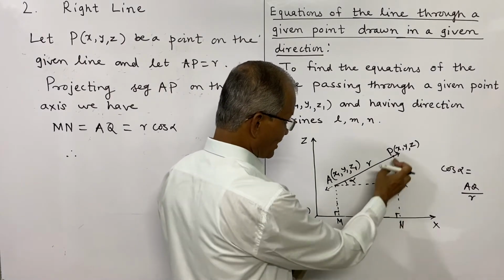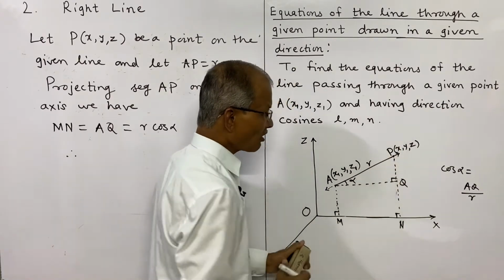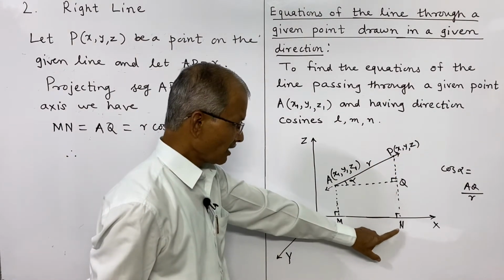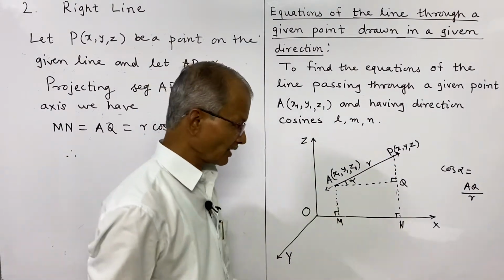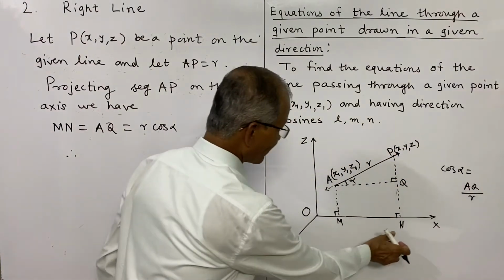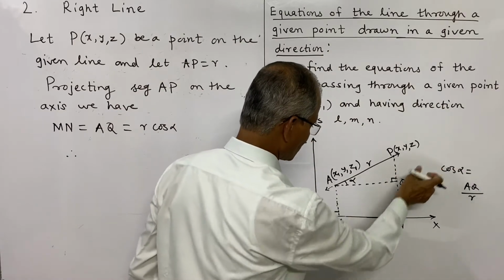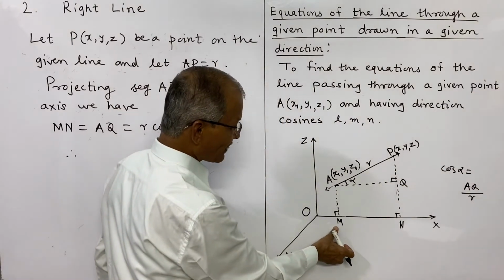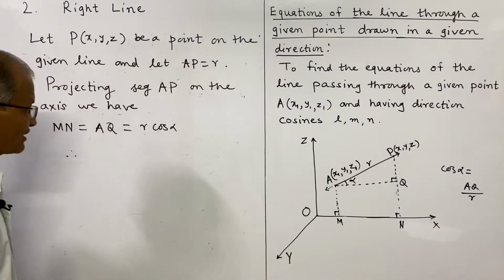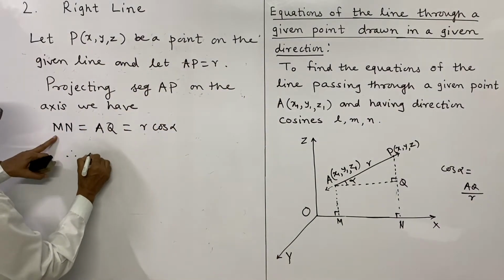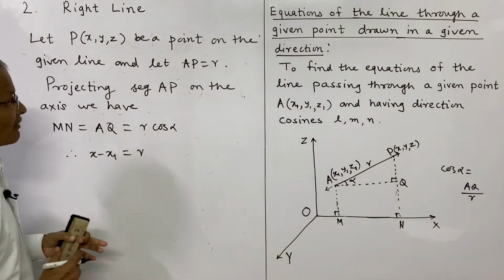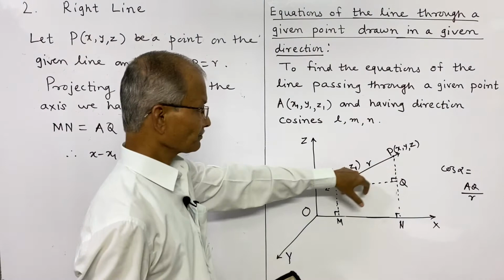The x coordinate of N is x, that is, (x, 0, 0), since this is a point on the x-axis and its y and z coordinates are 0. So the coordinates of N are (x, 0, 0). What are the coordinates of M? They are (x1, 0, 0), and therefore the distance MN is x minus x1. So this is x minus x1, equal to r cos alpha, where we have assumed AP is r.